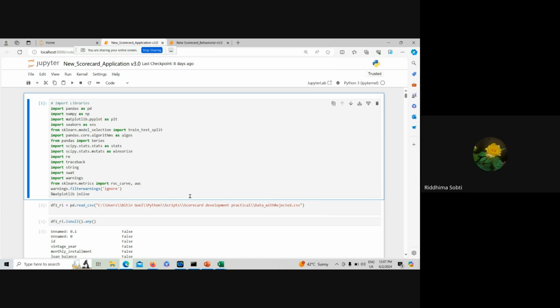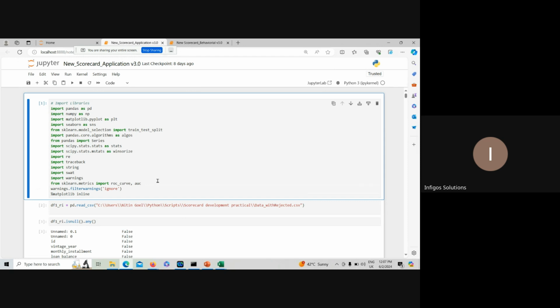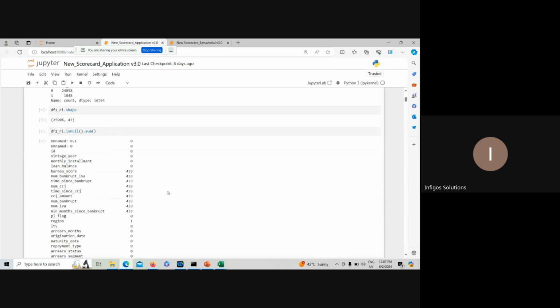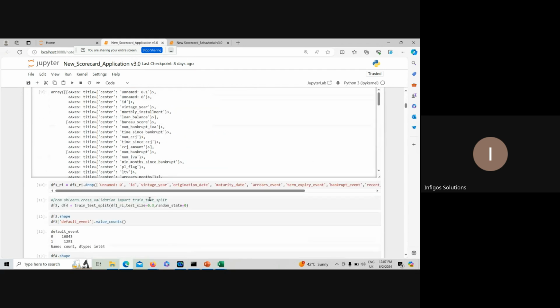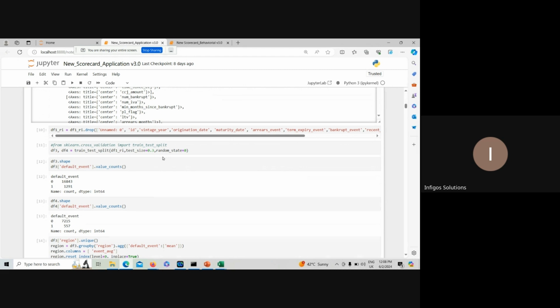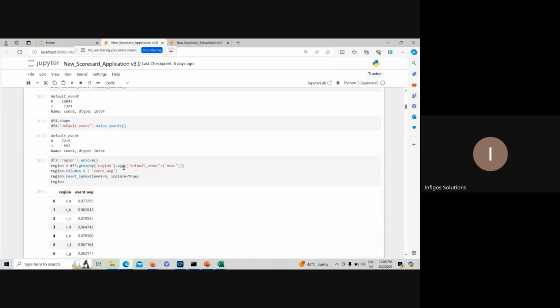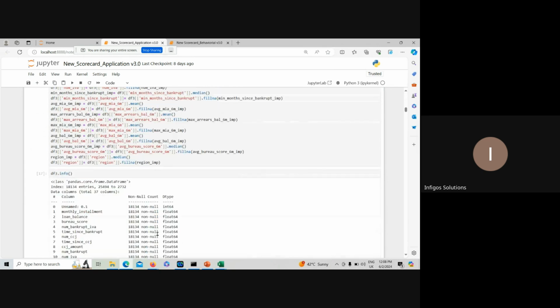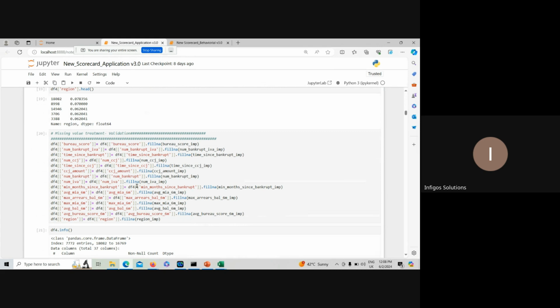Okay, sir. Thank you. So we have to follow exactly the same steps which we followed for making the behavior scorecard: load the data, check for the missing values, and then these are the columns. Divide the sample into 30/70. After dividing the sample, do the region mapping, which we did. We do the missing value treatment. After doing the missing value treatment on this one, we do the same thing with the validation data.